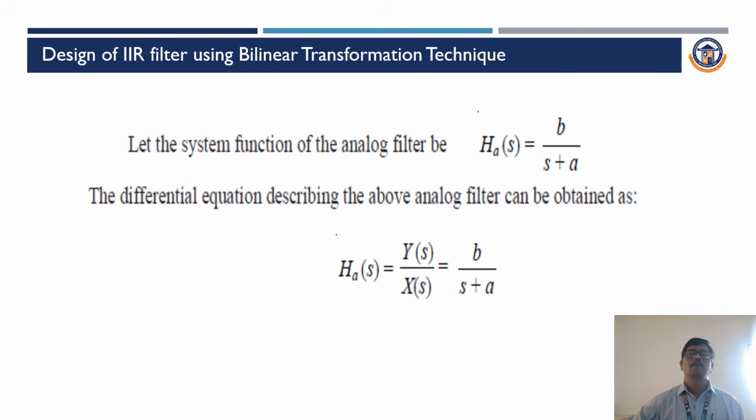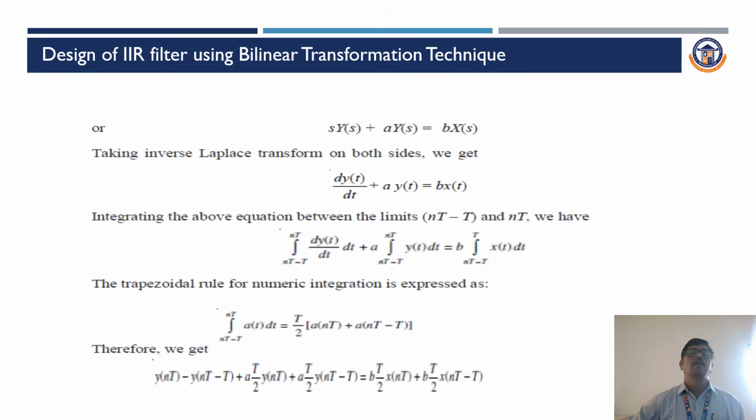I modify this equation. You have to cross multiply: s into Y(s) plus a into Y(s) equals b into X(s). Now we take the inverse Laplace transform on both sides, and we get dy/dt plus a into y(t) equals b into x(t).